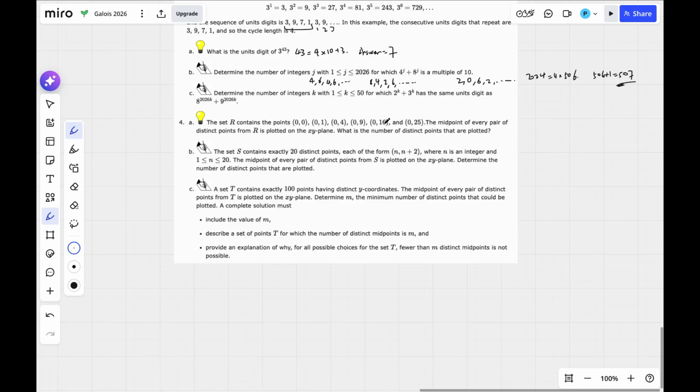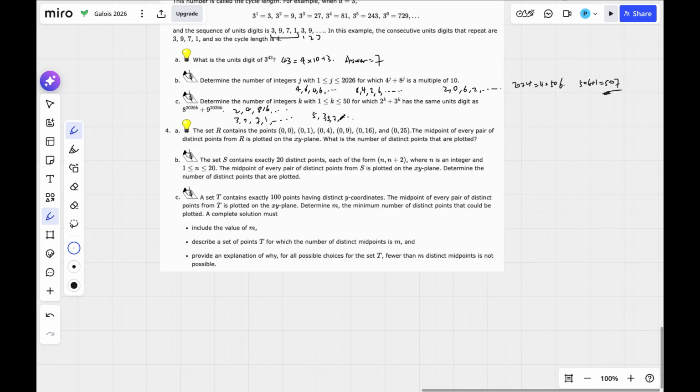Now for C, we want to determine the number of integers k with 1 less than or equal to k less than or equal to 50, for which 2 to the power of k plus 3 to the power of k has the same unit digit as 8 to the power of 2026k plus 9 to the power of 2026k. So here we can use the same strategy. The pattern for 2 is 2, 4, 8, 6. And the pattern for 3 is 3, 9, 7, 1.